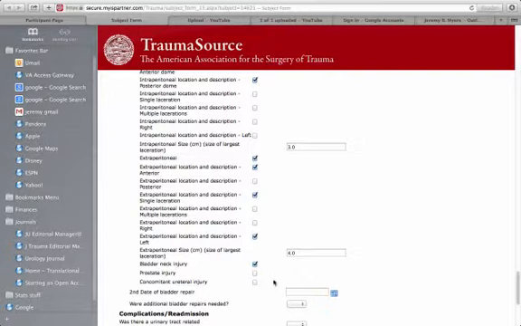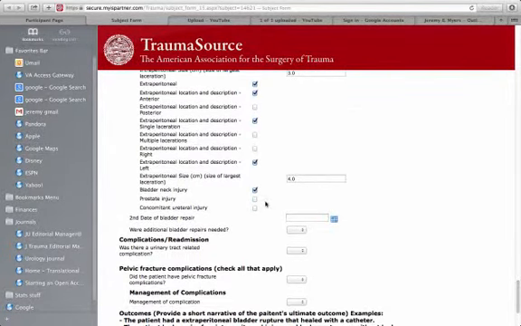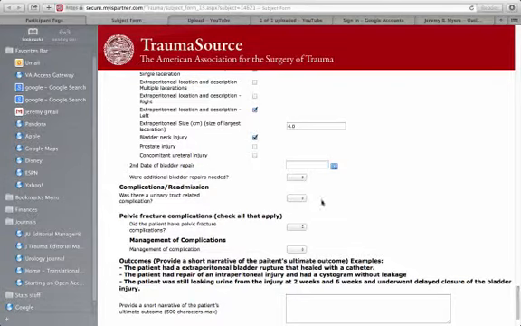There was a bladder neck injury. There was not a prostate injury, and there was no ureteral injury here. The patient did not require a second bladder repair. And so we'll answer that no additional bladder repairs were needed.